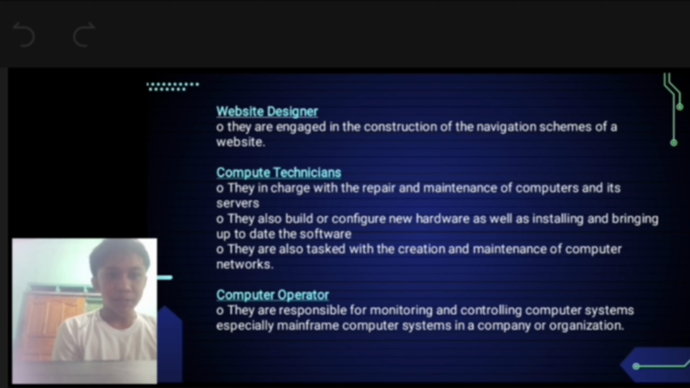Computer operator. They are responsible for monitoring and controlling computer systems, especially mainframe computer systems in a company or organization. They are in charge of overseeing and managing computer systems, particularly mainframe systems in a business or organization.